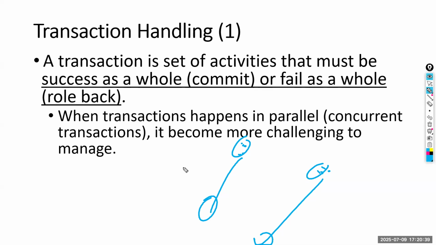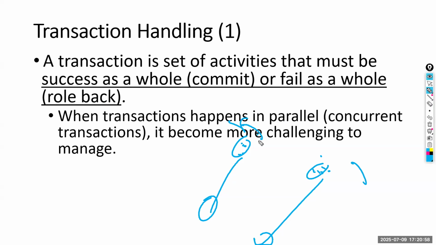But there can't be a situation where the money is reduced from you but not added to me. Either reduced and added to me, then committed, or nothing happens. So when you get an error here, the DBMS will undo this and roll back. So that is called transaction handling.